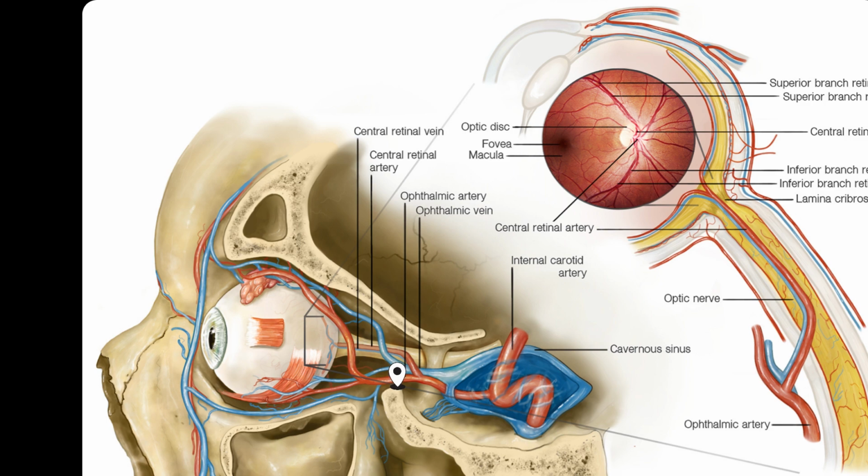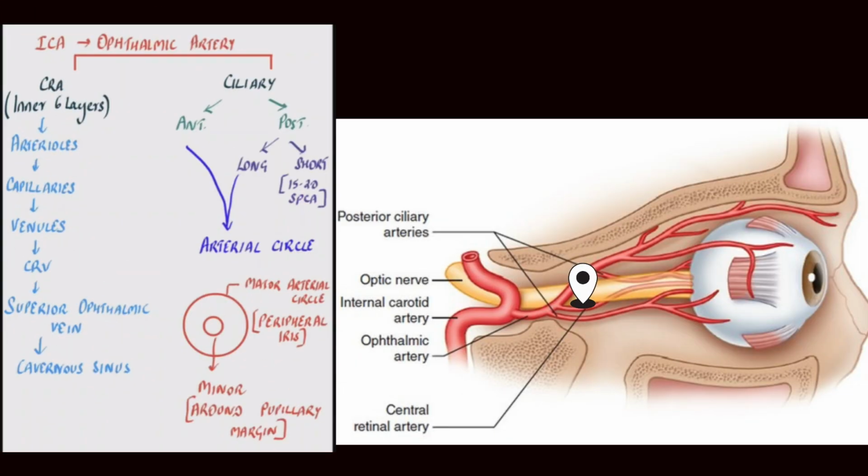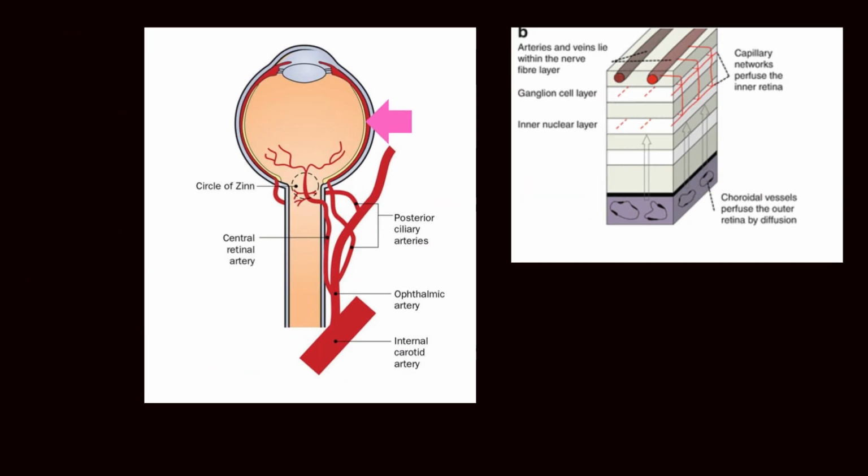blood to the eye. From it arise two essential vascular systems: the central retinal artery, which nourishes the inner retina, and the ciliary arteries, which supply the outer retina, the choroid, the ciliary body, and the iris.